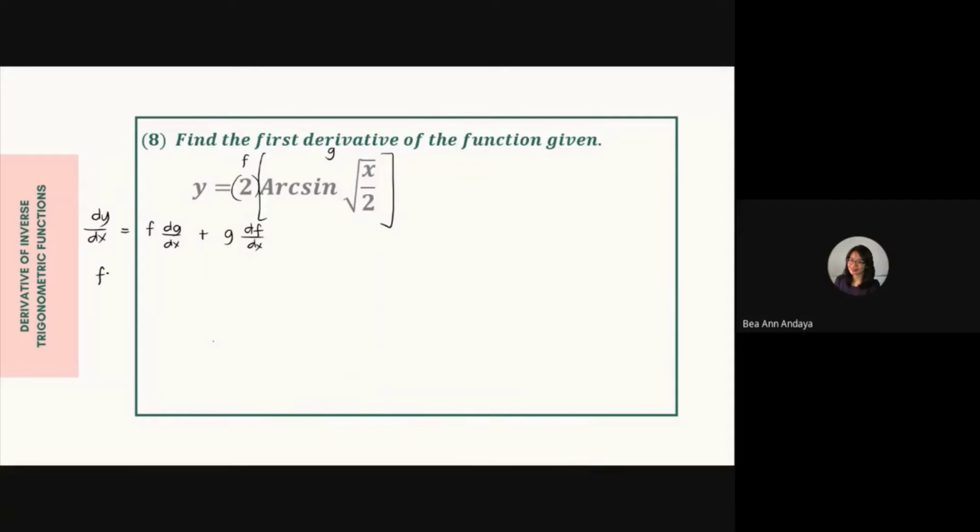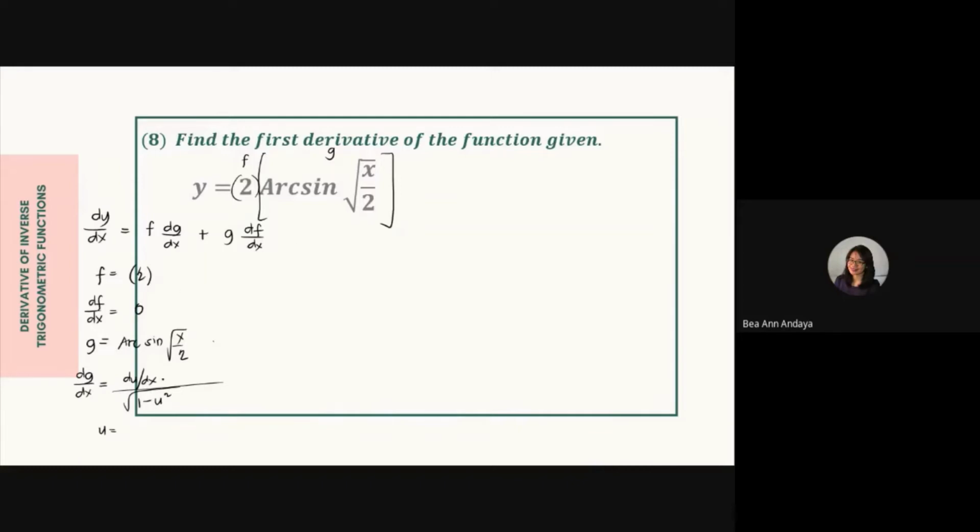So, isa-isahin natin. Let's have the f that is equivalent to 2. So, basically, the derivative of f with respect to x is equal to 0 because that is a constant. How about the g? It is equivalent to the inverse sine of the square root of x all over 2. So, ang magiging derivative of g with respect to x ay nakabase sa inverse trigonometric functions derivative. That you have to get the du all over dx divided by this is sine, so that is the square root of 1 minus u squared. Yun nga lang, wala pa tayong exact value, so we have to get the u.